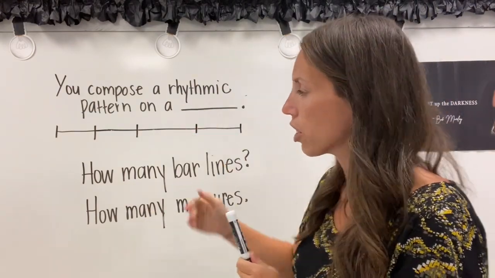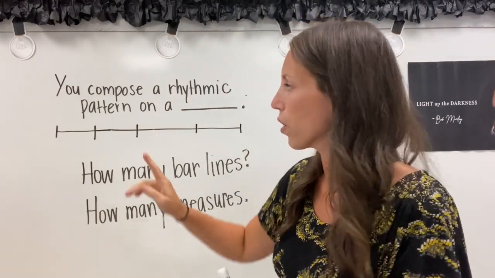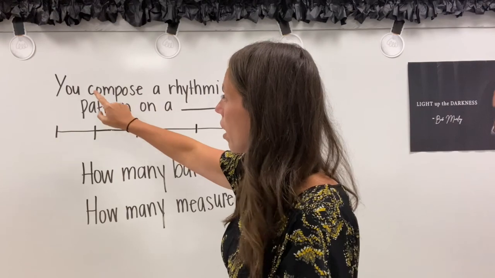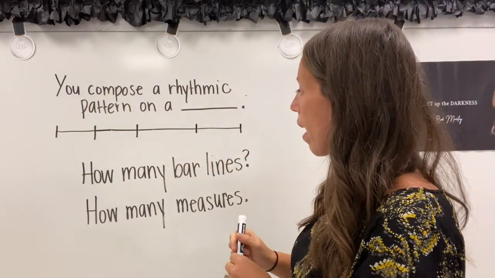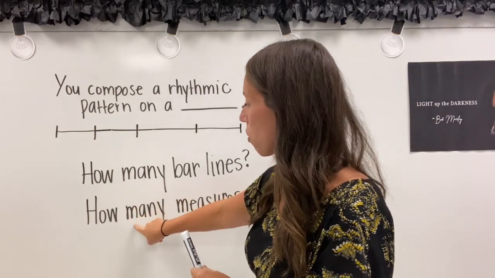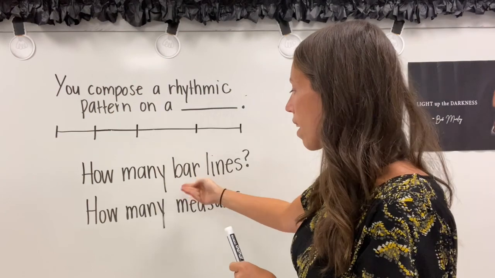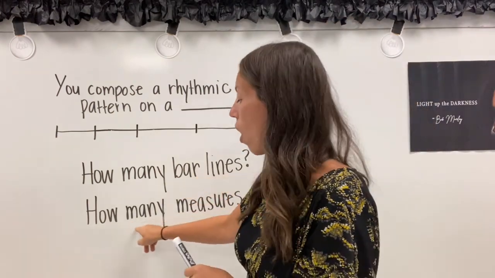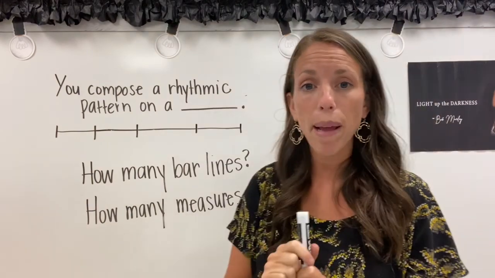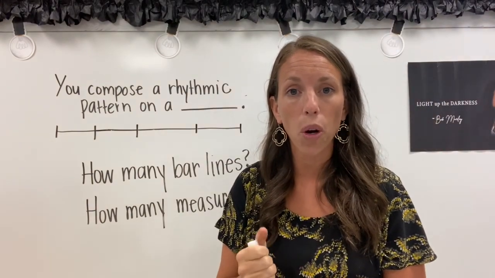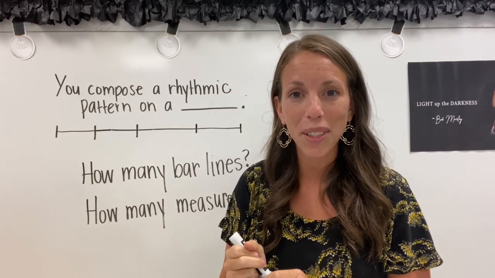Now for each of these, I would like for you to answer in complete sentences. So for the first one, you can just rewrite: You compose a rhythmic pattern on A, and then fill in the blank. And then for these 2 questions, you might want to say there are blank bar lines and there are blank measures. Please make sure that your sentences start with capital letters and they end with the proper punctuation.